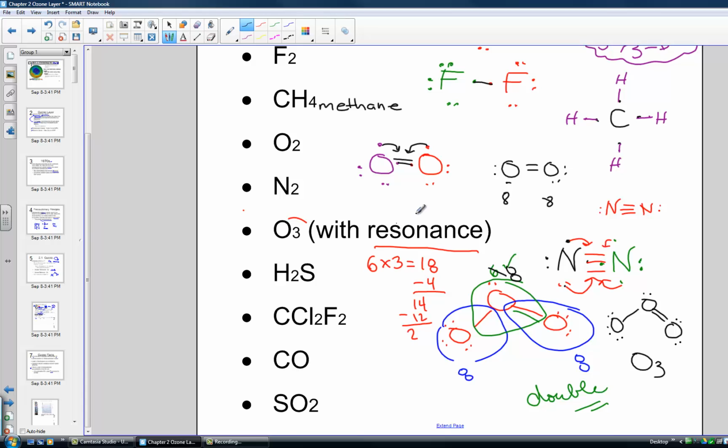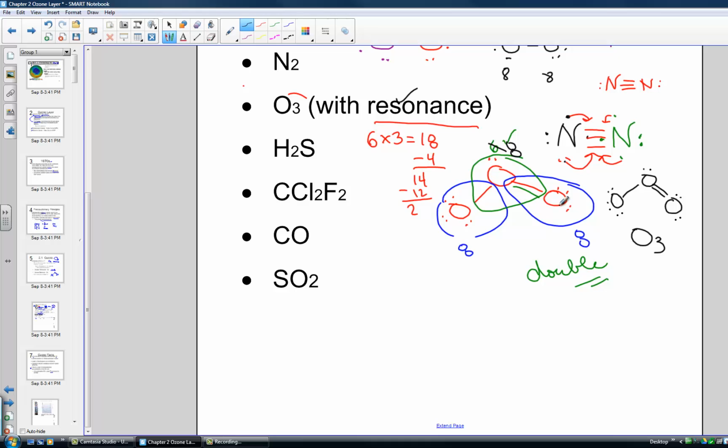Now let me introduce this word called resonance. Do you remember a moment ago when I said, why am I picking this oxygen to create the double bond? I absolutely could have selected the other oxygen to make the double bond. And when I do, I'm creating what's called a resonance structure for that particular molecule. And what you'll see is them designated with an arrow with a head on both ends. So that's a double-headed arrow. These are equivalent structures.